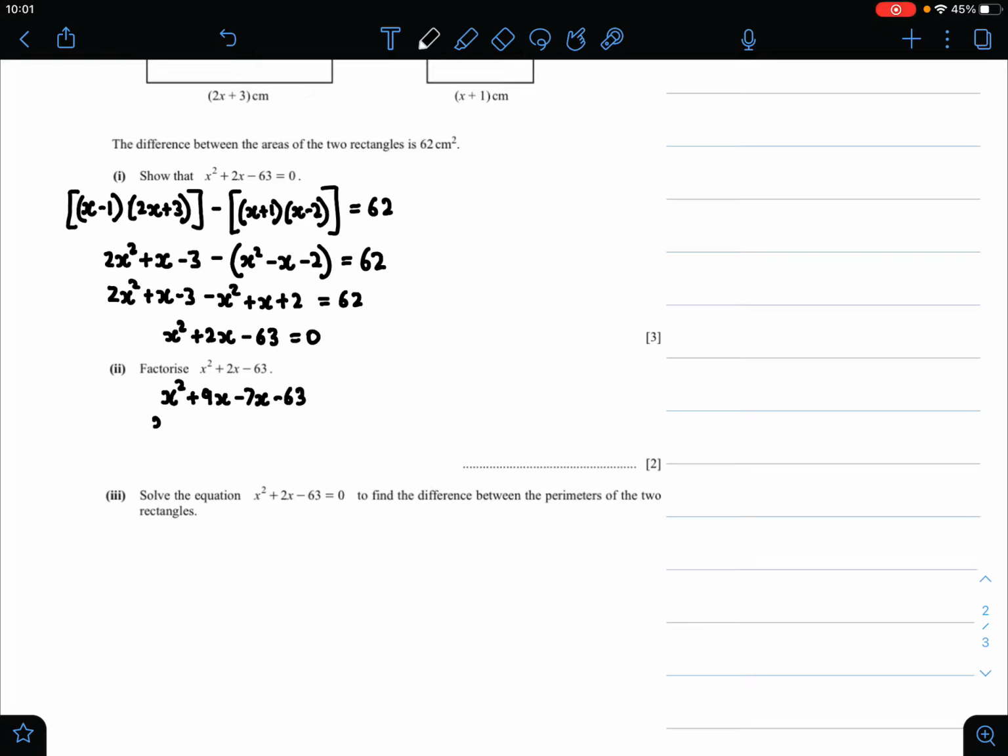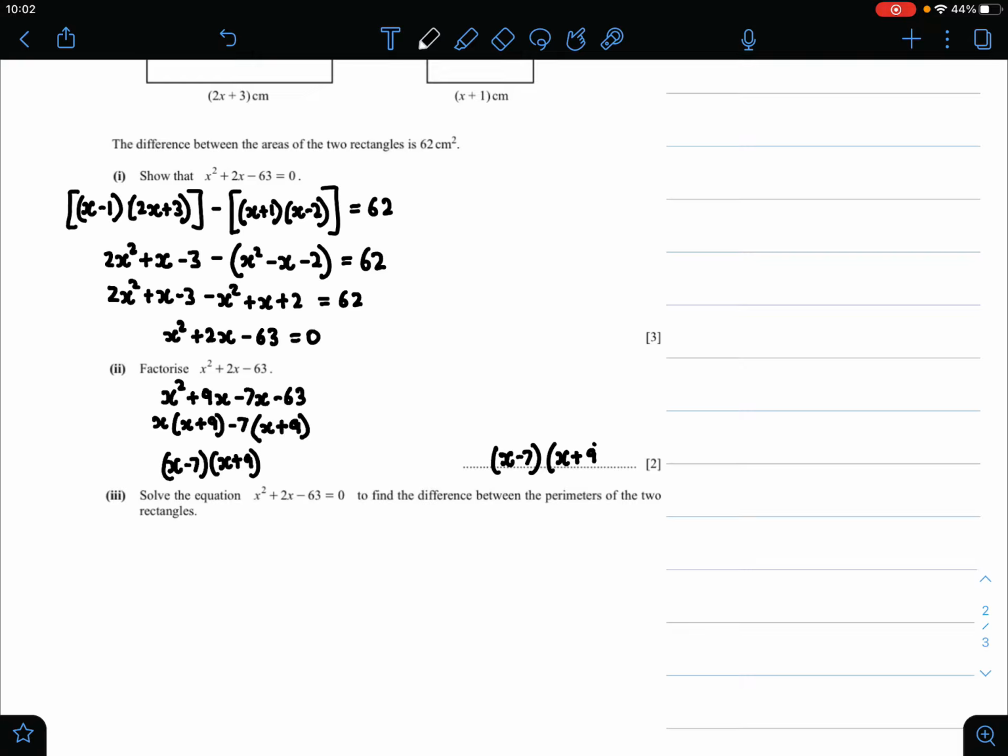Now we can take what is common between the first two terms. So x is common, so x square divided by x is x, and 9x divided by x is 9. Now between the second two terms, negative 7 is common, so negative 7x divided by negative 7 is x, and negative 63 divided by negative 7 is positive 9. Therefore your final answer for part B2 will be x minus 7 multiplied by x plus 9. Now let's move to B part 3 of this question.